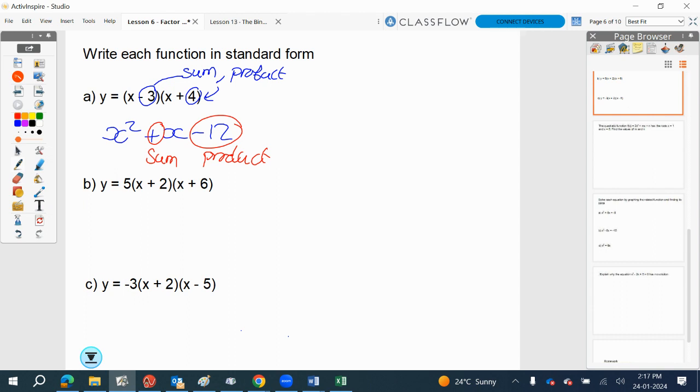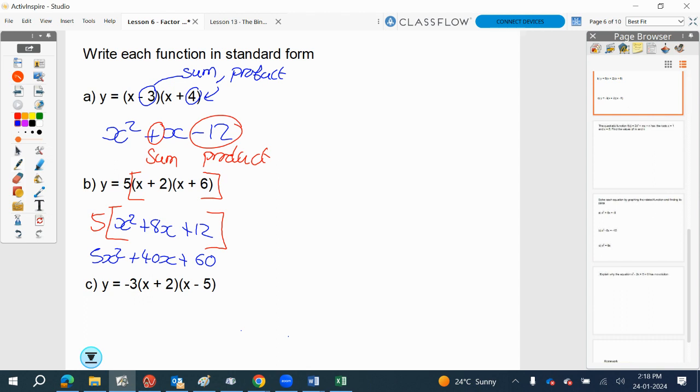So for instance, for this next one, you want to start off by putting a bracket and ignoring the 5. We'll put the 5 here for now. We'll then use the sum and product technique. So x times x, x squared. Add these two together, plus 8x. Multiply these two, plus 12. So we expand the bracket inside with the sum and product technique, and then we times everything by 5. We get 5x squared plus 40x plus 60.